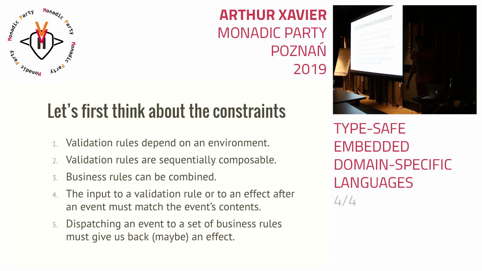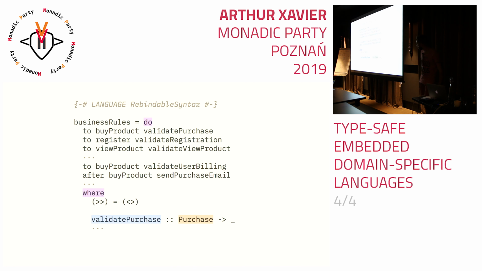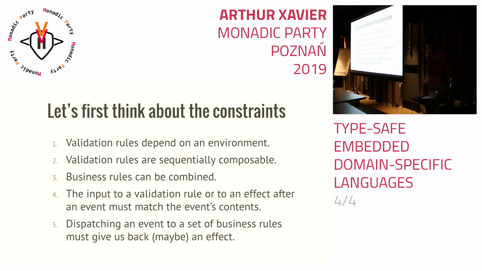So we're implementing this DSL, actually two DSLs, for business rules and validation rules. We're tackling some of these constraints that we must attain in order to implement exactly what we want. Validation rule dependent environment, we've done that. Validation rules are sequentially composable. We use a monad for that.